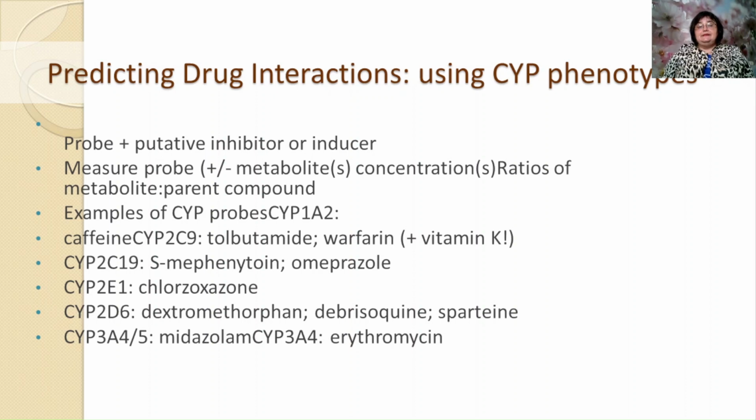Predicting drug interaction using, for example, CYP cytochrome phenotypes. Probe plus putative inhibitor or inducer. Measure probe plus metabolites concentration, ratio of metabolized to parent compound. Examples of CYP probes: cytochrome 1A2, caffeine; cytochrome 2C9, tolbutamide, warfarin plus vitamin K; cytochrome 2C19, omeprazole; cytochrome 2E1, chlorzoxazone.